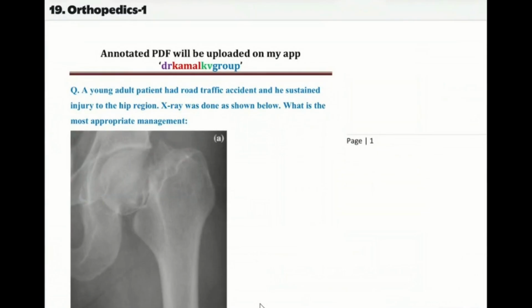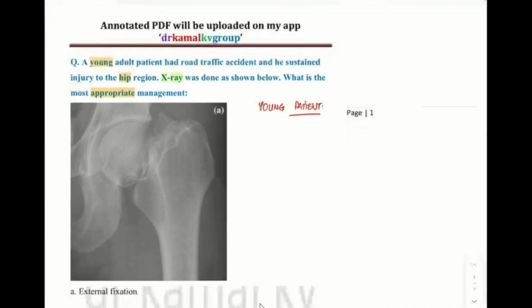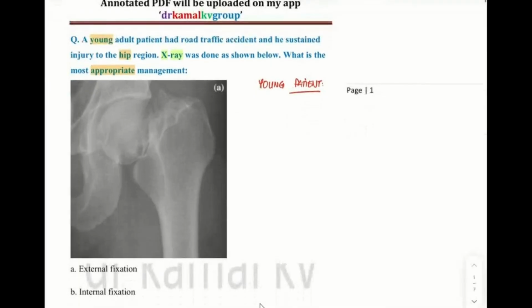The first question was about a young adult who had a road traffic accident and then sustained injury to the hip region. The X-ray was given, and now what is the most appropriate management? So if we write the things like young patient, right? Now let us study the X-ray. What we can see in the X-ray.